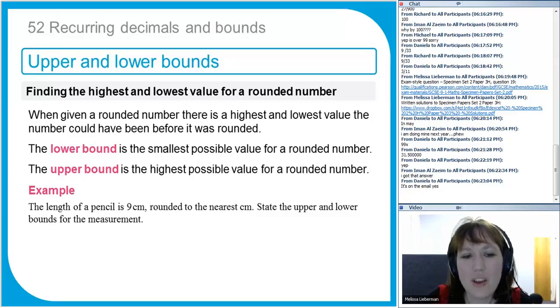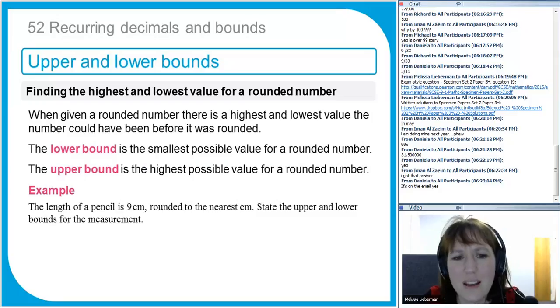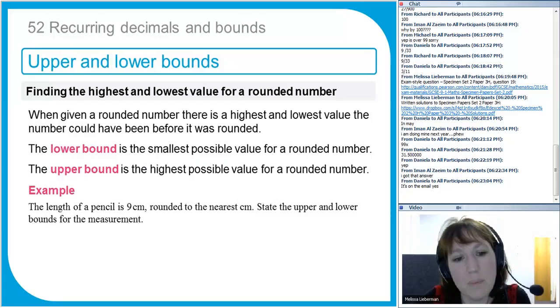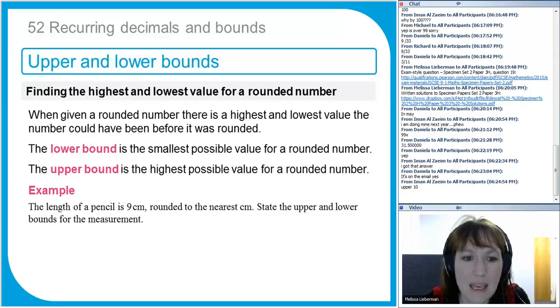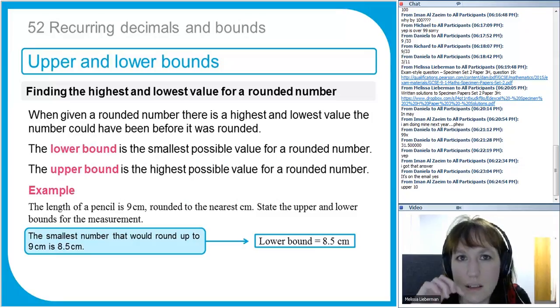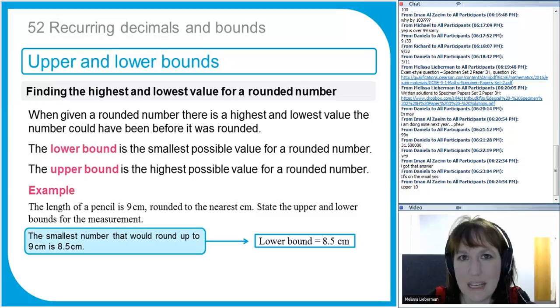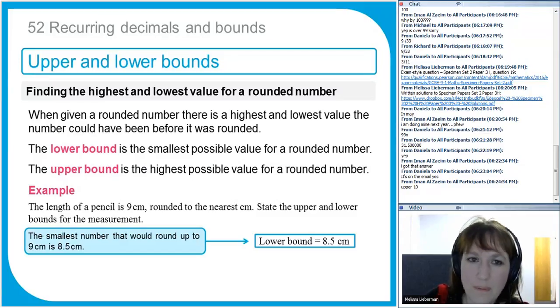So the upper bound, I can't remember which way around I answered this. The smallest that this pencil could be is 8.5, because if it was any less than 8.5, I would round it down to 8. And the biggest that it could be is 9.4999999 recurring, because if it was any more than that, I would round it up. So the lower bound is quite easy, 8.5.